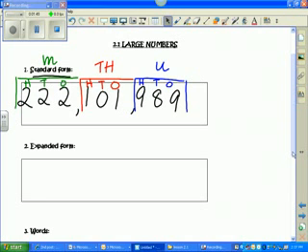Does anyone want to try saying that number now? Because now you have the reference in order to say it, right? Okay, Aaron? 222 million. Good. 101,989. Excellent. So you had that as a reference point. I noticed you had that on your page, so that's good. Okay, so that's our basic standard form.